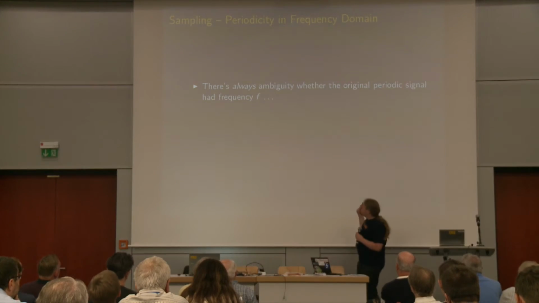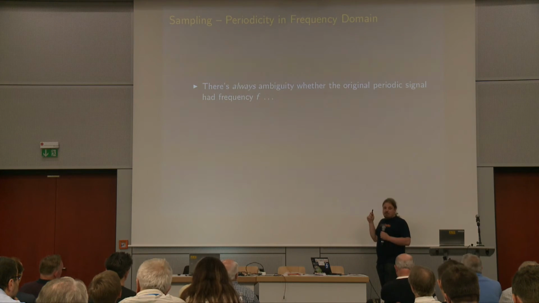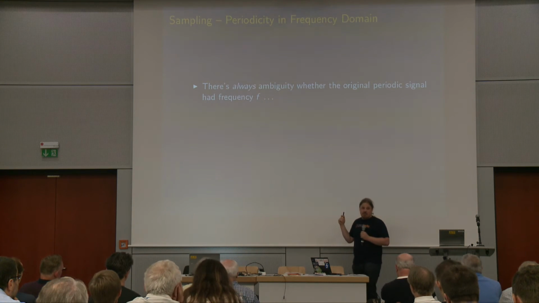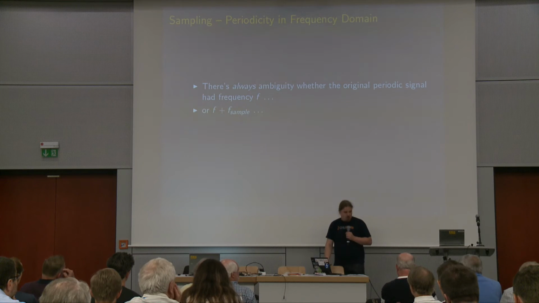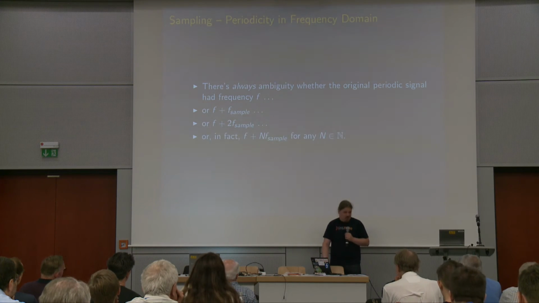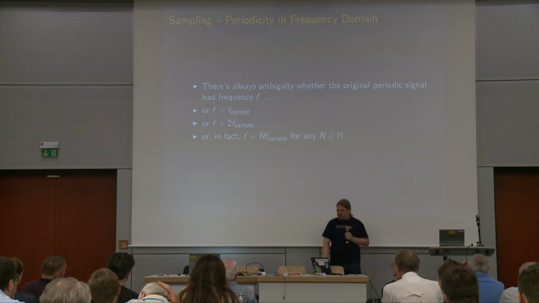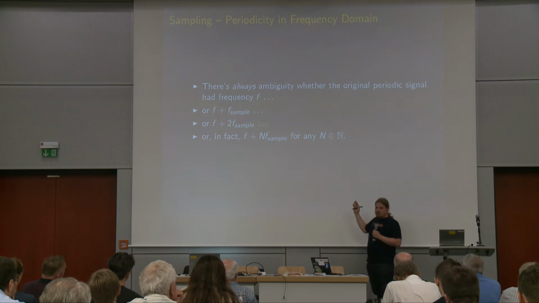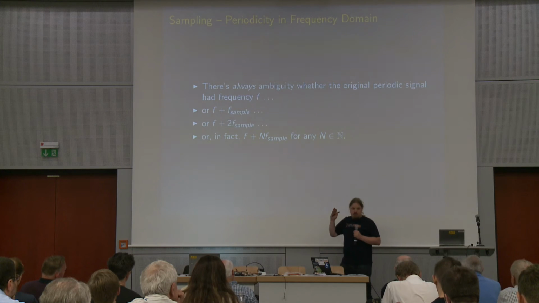So there's always going to be ambiguity if you sample a signal and you don't know what the original frequency of that signal was. It can be at frequency f, the lowest frequency explanation of something, or f plus f sample, f plus 2 f sample, or in fact any multiple of the sampling frequency above that, which would explain that at a minimum frequency. So this is an inherent feature of digital signals. Their spectra are not clear without further information.